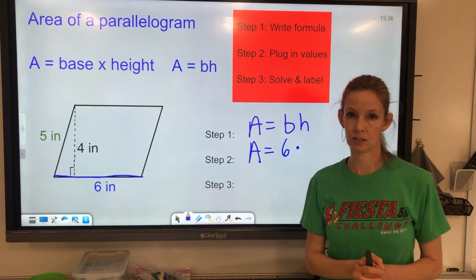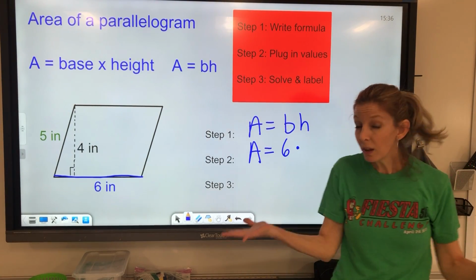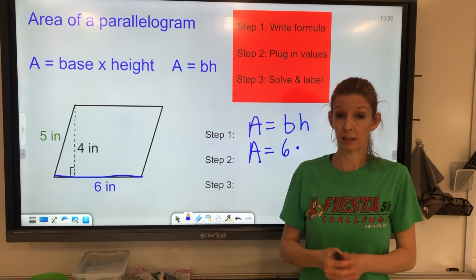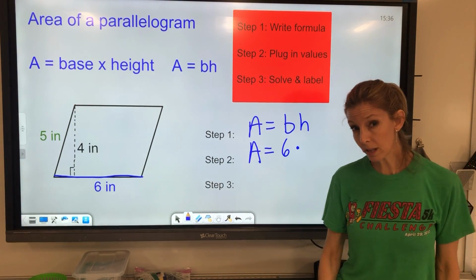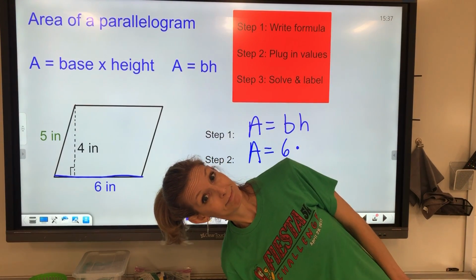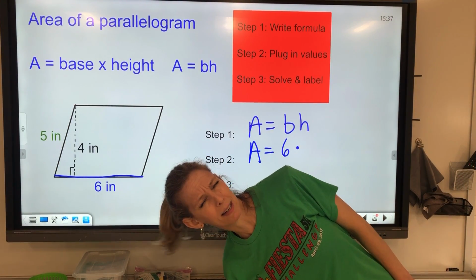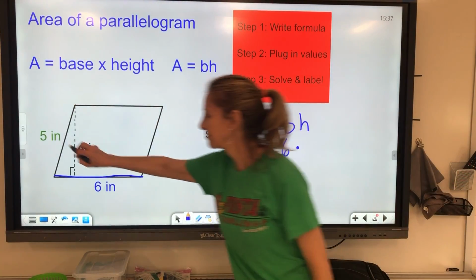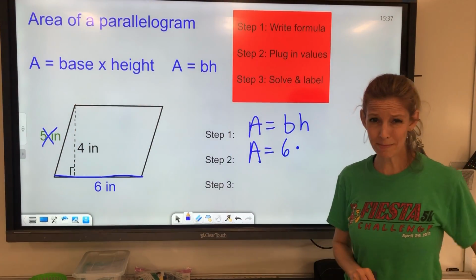I want you to think about this for a second. I'm sure all of you at some point have been to the doctor, right? And they measure you when you first get there. They look for your height. So when you go to the doctor and they ask for your height, do they have you stand like this at a diagonal? Probably not, right? So that 5, see how it's at a diagonal? That's not going to be our height.